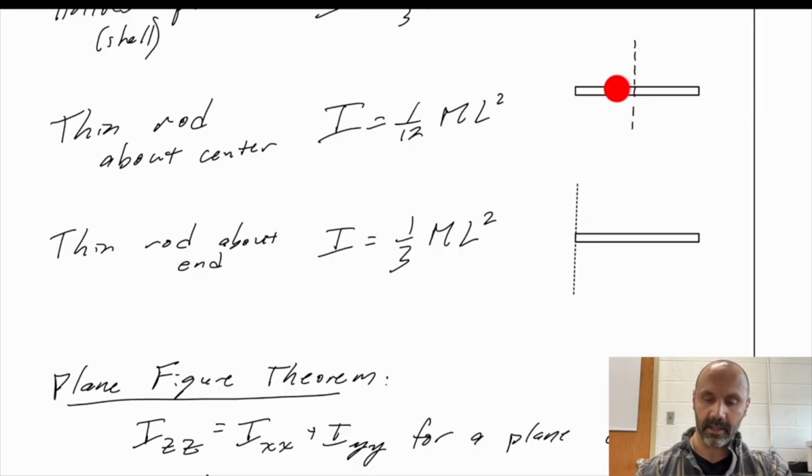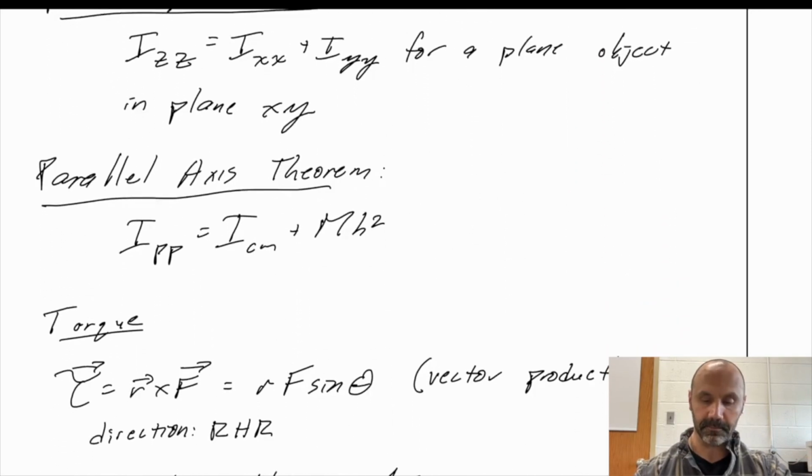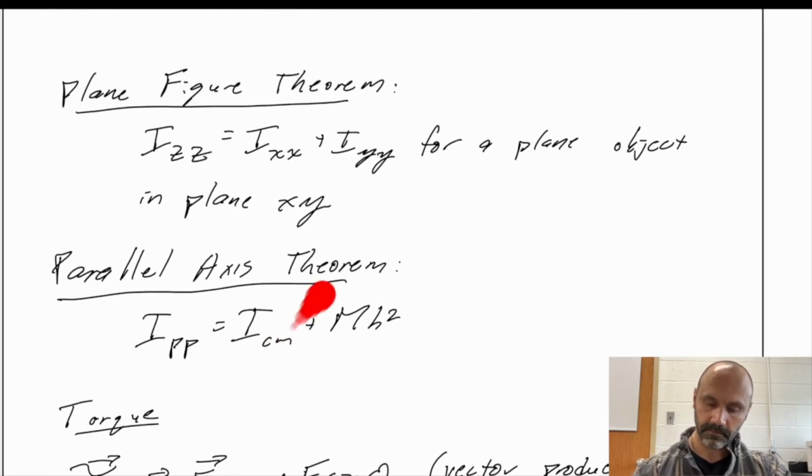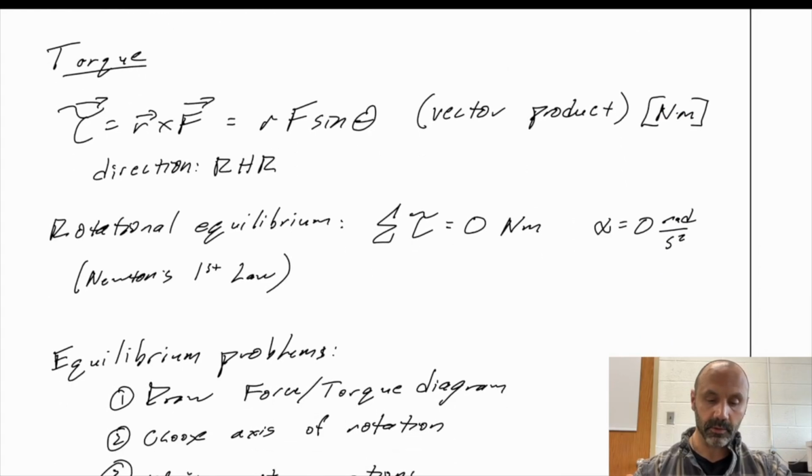And if you do that, you can try that, right? Because what is this? This is 1/2 L. So if you take 1/12 ml squared plus m times 1/2 L squared, right? When you add that together, you get this. There's a derivation for that in the lecture that I did. Useful theorems. All right, torque.